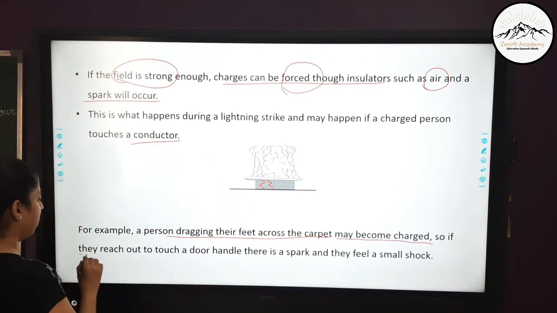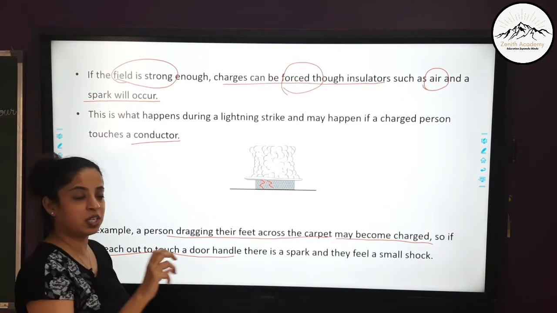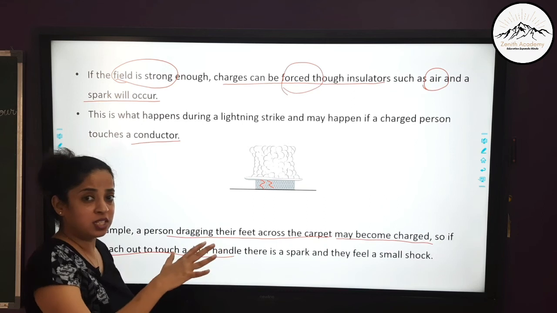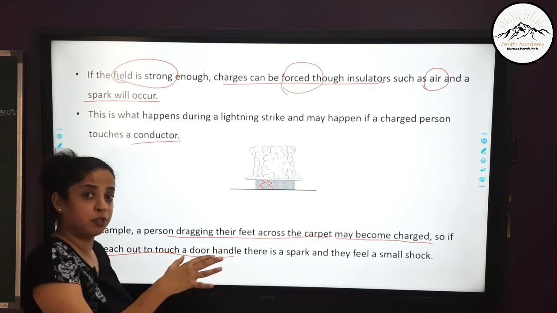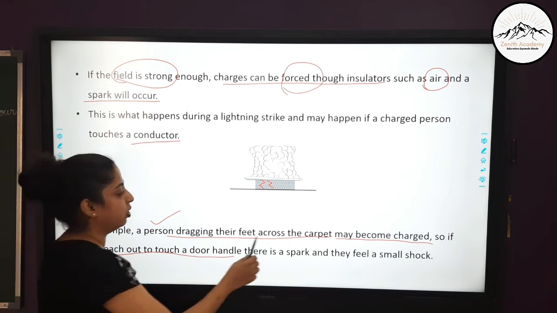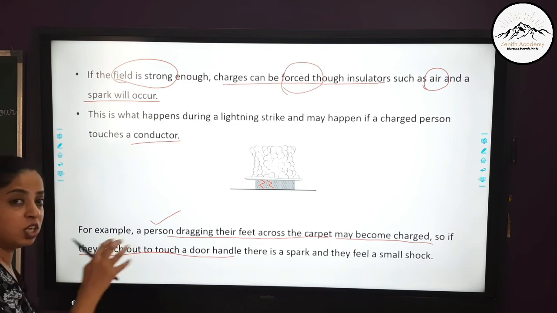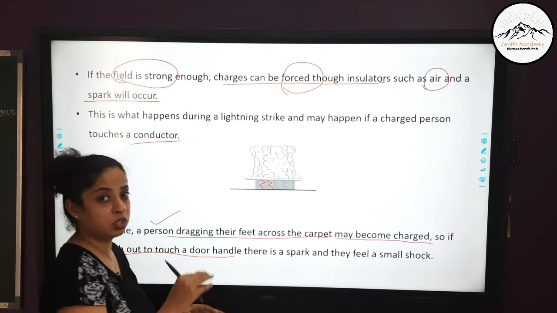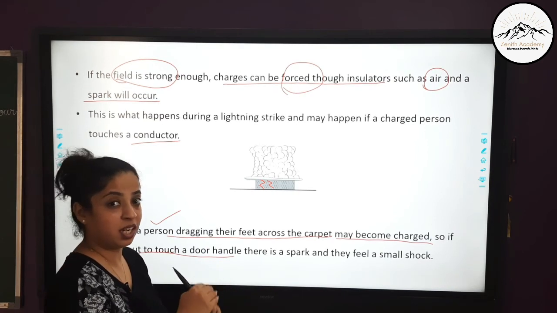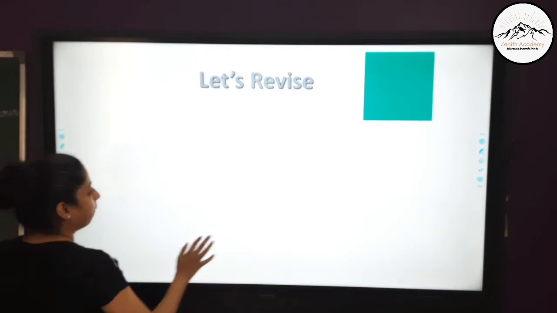So if they reach out to touch a door handle, sometimes you must have experienced that when you touch a door handle or try to open it, you feel some sort of shock. So this is because of the same reason, because you have dragged your feet across the carpet, and that is why you have become charged. So when you touch an uncharged object or an object of another charge which has a difference in affinity for electrons, then electrons may flow. This leads to shocks and sparks.